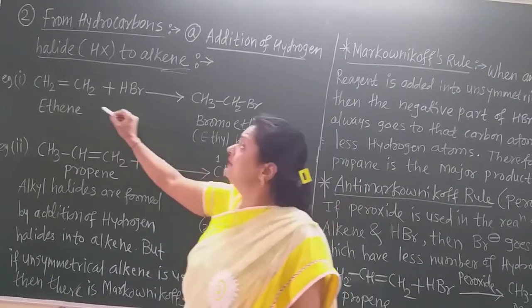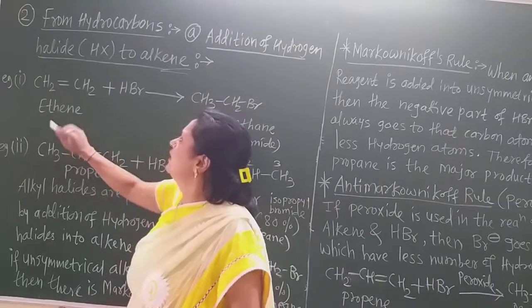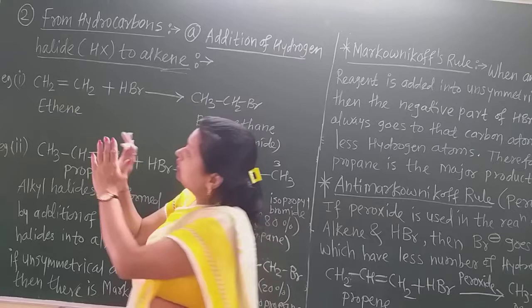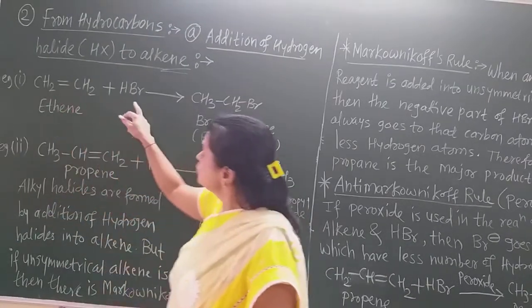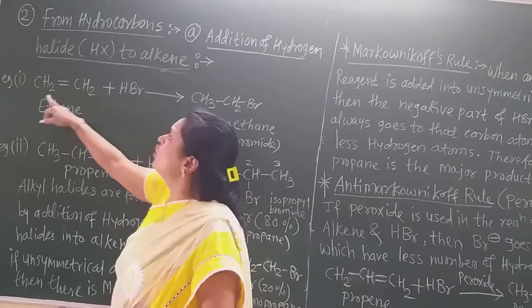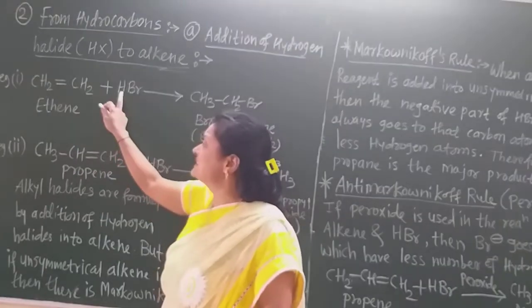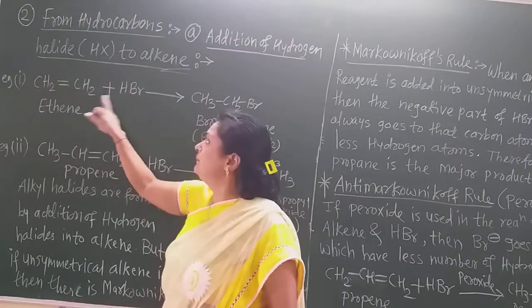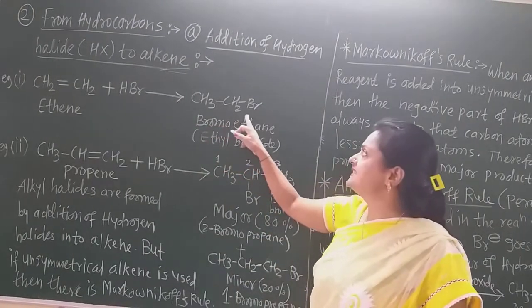Now here, as it is the symmetrical alkene, that means when we draw the symmetrical axis, the two parts are equal. So it is the symmetrical alkene. So in that case, this bromine may be added to this carbon or this carbon, one and the same product will be obtained. Now I add this H to the first carbon and Br to the second. So there is the formation of CH3CH2Br.